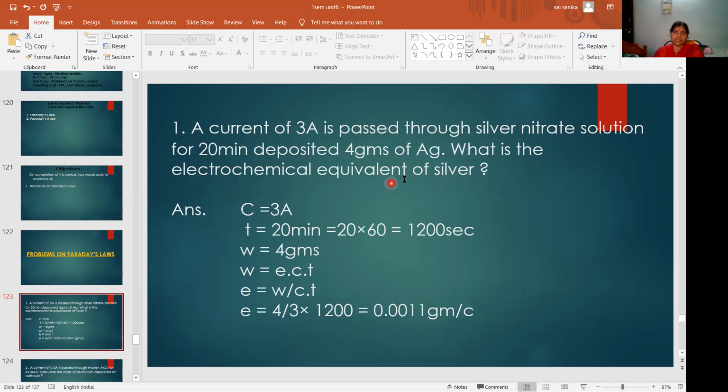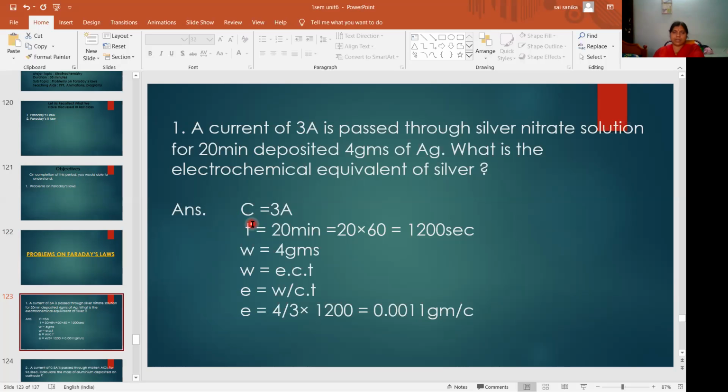So read the question carefully. So here what is happening? A current of 3 amperes is passing through silver nitrate solution. For how many minutes? 20 minutes. So how much weight is deposited? 4 grams. So what is he asking? Electrochemical equivalent. So current is given, time is given, and weight is given. And he asked to calculate small e.